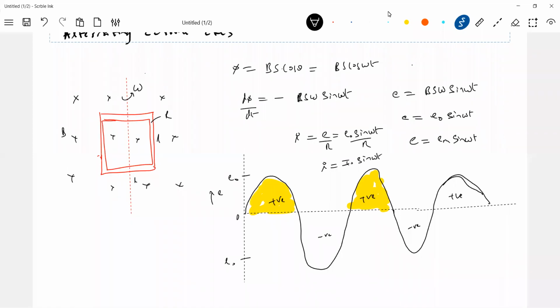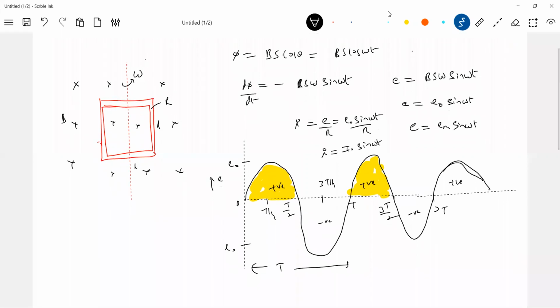So this is t equals 0, T by 2, T, 3T by 4, T by 4, 3T by 2, and this is 2T. So this will be the time period.